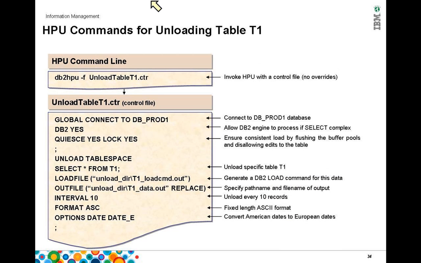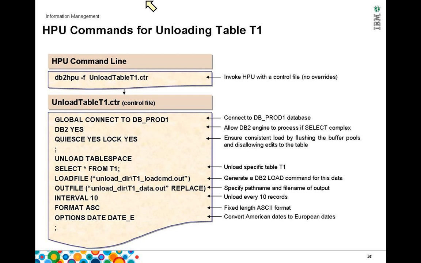This is an example, just for reference purposes, of what that control file might look like for extracting that particular table data. As I mentioned, we're selecting here. You can see the select statement from table T1, and we're generating the load file for this unload, and this is where the output is going. We've specified the output file, and in this particular example, we're sampling every 10 records. So I'm just going to leave that with you.